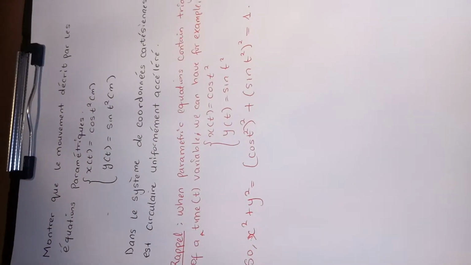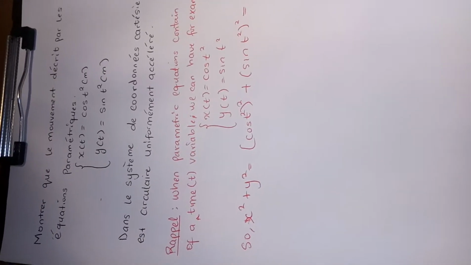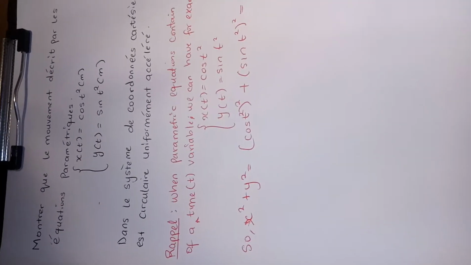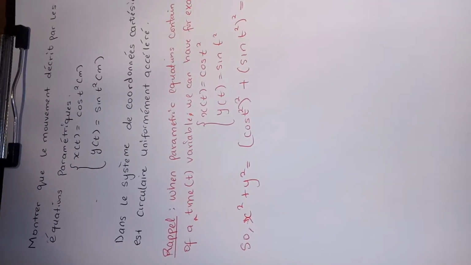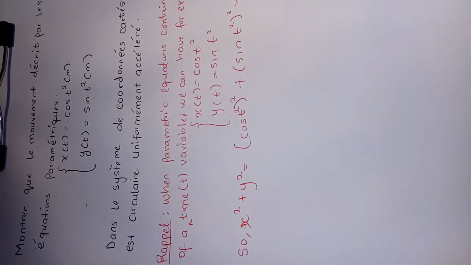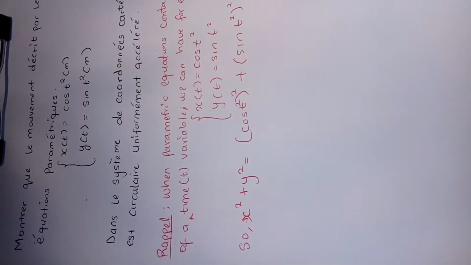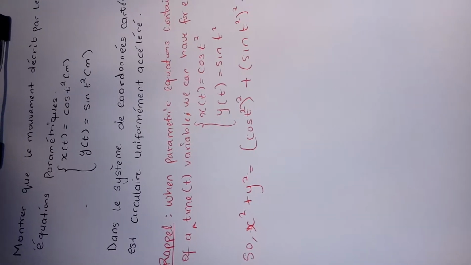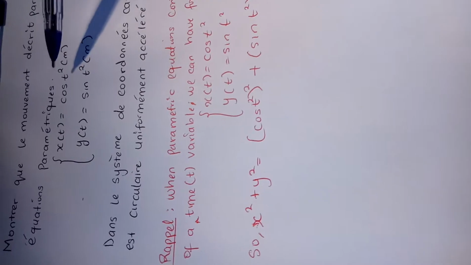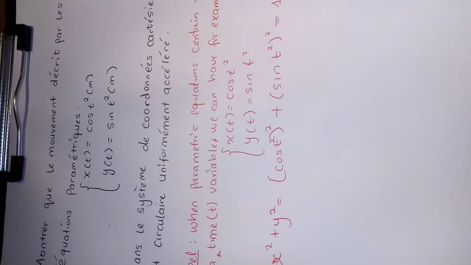Good day, everyone. Today we're going to be treating physics, and we have a question here. The question says: montrez que le mouvement décrit par les équations paramétriques x de t égale à cosinus t au carré in meters and y de t égale à sinus t au carré also in meters. Equation parametric in English means parametric equations, the parametric equations that we are already used to.